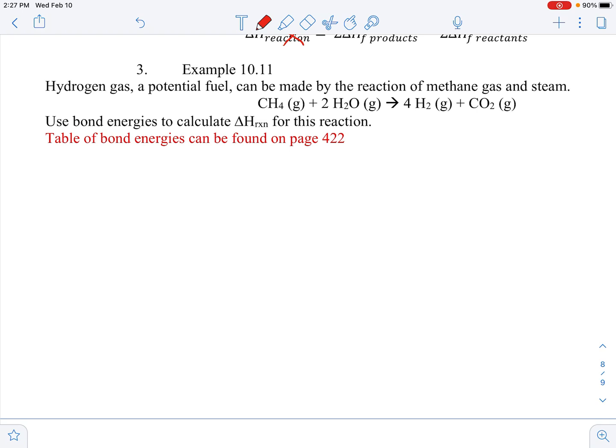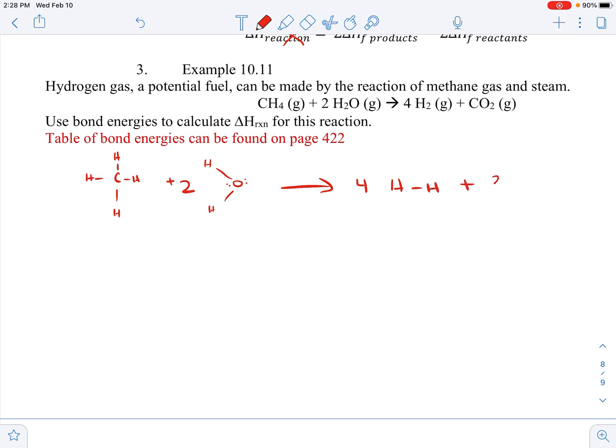At some point, we could have also learned this during our bonding unit way back in the fall. We kind of have to draw our structures so we know what we're looking for. So if we have CH4, when we draw that one, Lewis structures, right, we get this. Then we have two H2Os, so each one looks like this. We got our lone pairs, but there are two of those. We need to remember that too. Then we have four H2s, so each H looks like this.